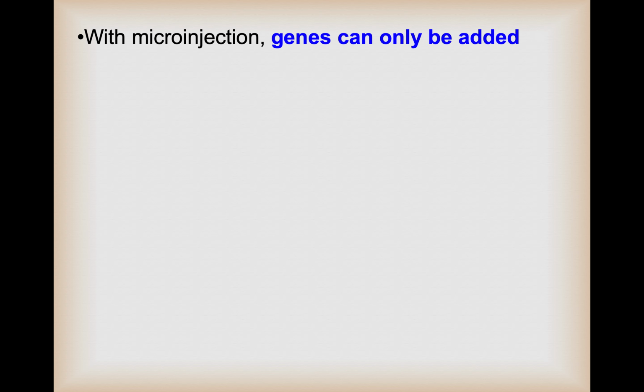Right. So with this technique, another restriction is that you need to do your engineering and your manipulation before you add the gene into the egg. This is because with this microinjection method, genes can only be added. No modification can be done afterwards. So you need to do your modification beforehand.